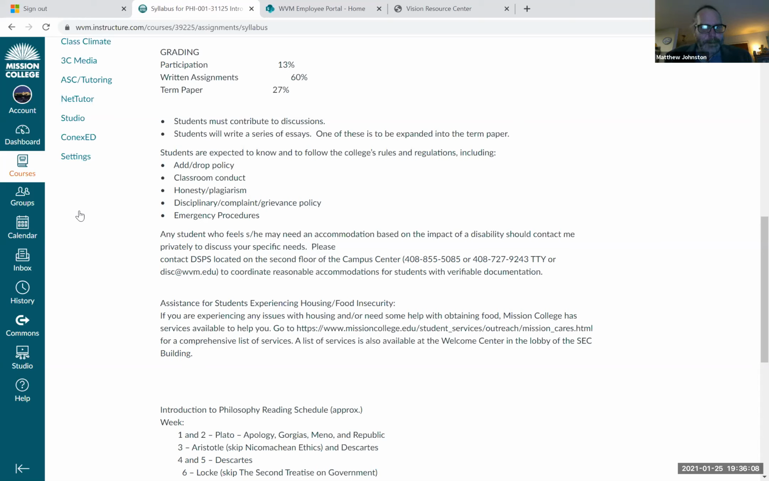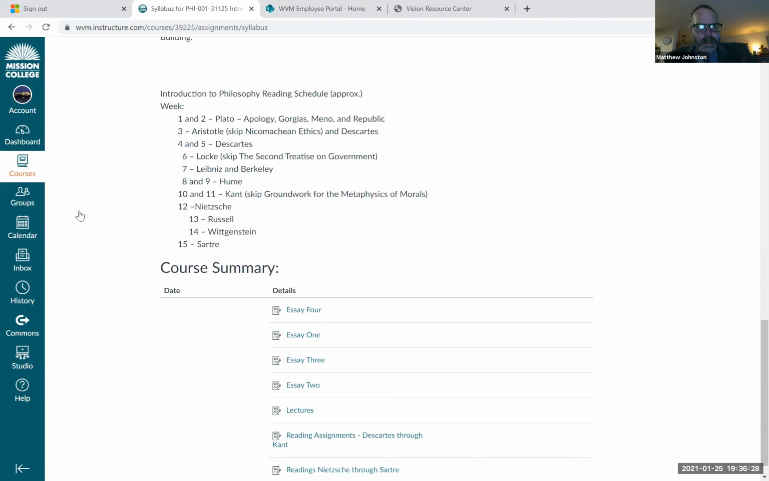If you need any accommodations because of disability, you should contact the DSPS, and there's the information. There's also some information about housing and food insecurity and where to look for that. All right, now as to the reading schedule, this is what we're going to cover in the class. We're going to start with Plato. Well, actually, we're going to start with the pre-Socratics, but this is the reading schedule.